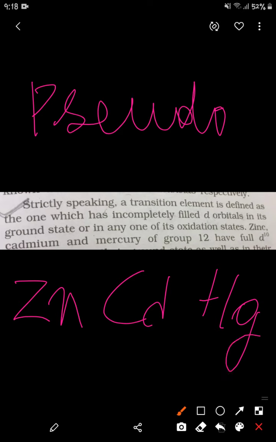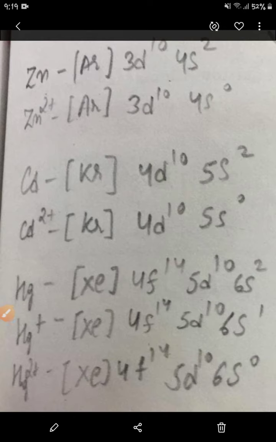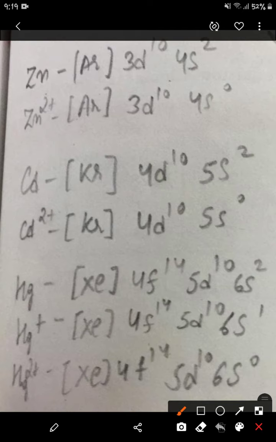This is a very important question which is asked many times in exams: why Zn, Cd and Hg are not regarded as transition elements. To start your answer, you need to write down this definition first, that they do not fulfill the condition of incomplete d orbitals. Okay, then to understand it more clearly, we write down the configuration. See, I have written first of all the ground state configuration of Zn, Cd and Hg.